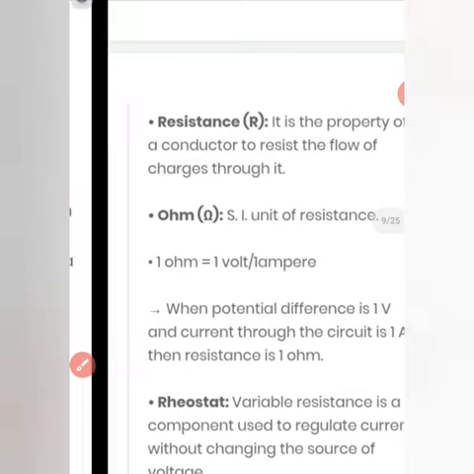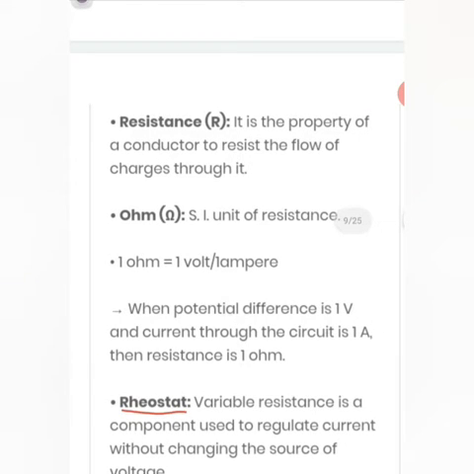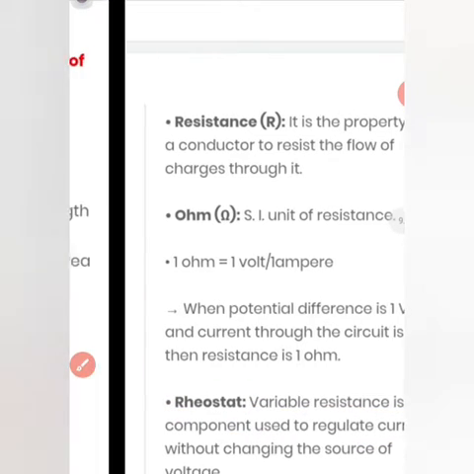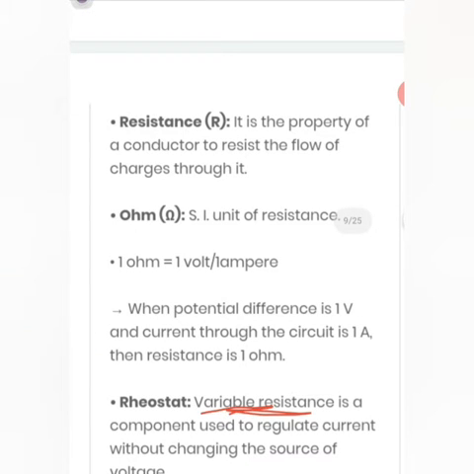Next is the rheostat. I have used this term in the previous video. The variable resistance is a component used to regulate current without changing the source of voltage. Meaning without touching any source of voltage, the instrument with which we are able to change the value of current is the rheostat. That's why it is called variable resistance. Variable means continuously changing. Whenever we regulate the current, the resistance also changes. So that device is the rheostat.